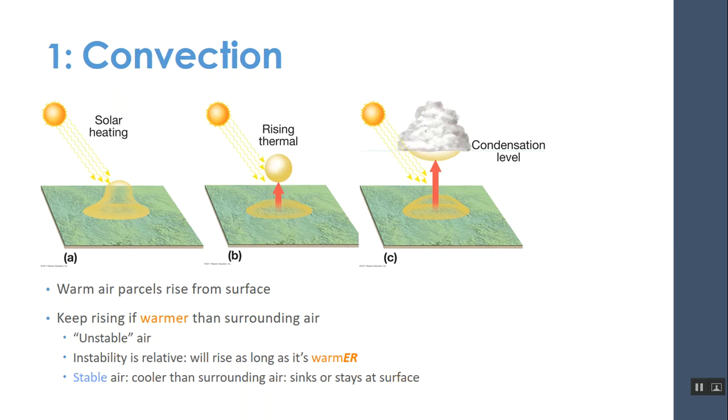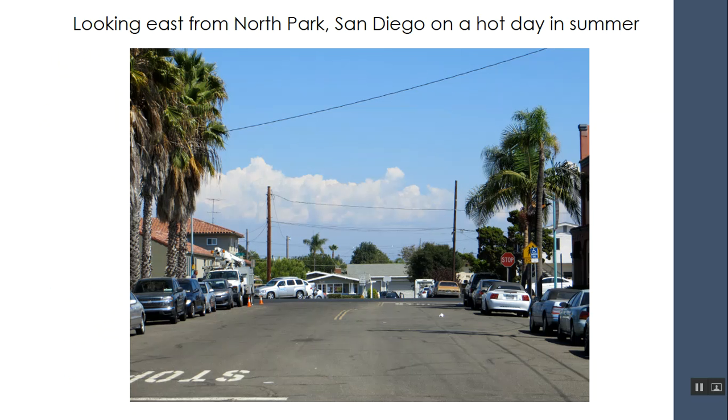And the air gets more stable when it is cooler than the surrounding air, and it either will sink or stay at the surface. But as that air rises, it's going to hit that dew point. You're going to potentially get clouds that form. And so here is looking east from North Park, San Diego on a hot summer day, and you can see that lifting condensation level right there. It's a hot day. The air is rising. It's then cooling. It's hitting that dew point temperature, and you're getting those clouds that are forming.